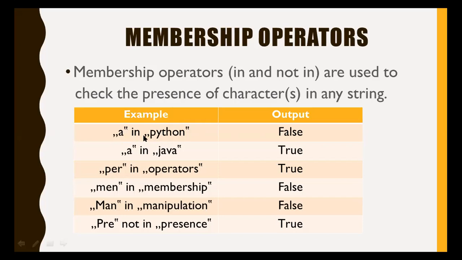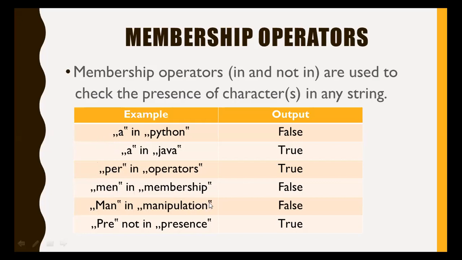So you have to check with the in operator, whatever string you have given, it will check within the given string. So here I am also writing a in Java. There are 2 a's present in Java, so it will display true. And per in operators, per is present in this, so it will display true. And men, this word I have to check, men, it is not there, it will display false. Whatever characters or word you give, it will be checked in the particular line.